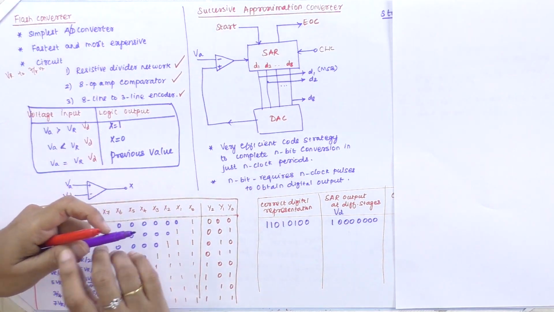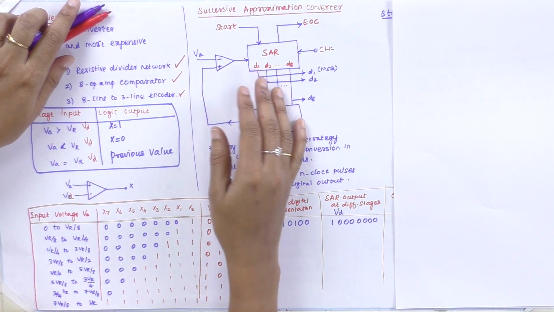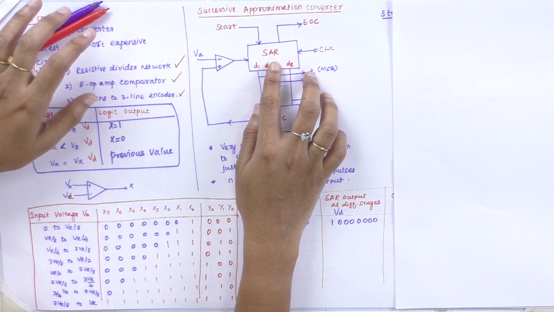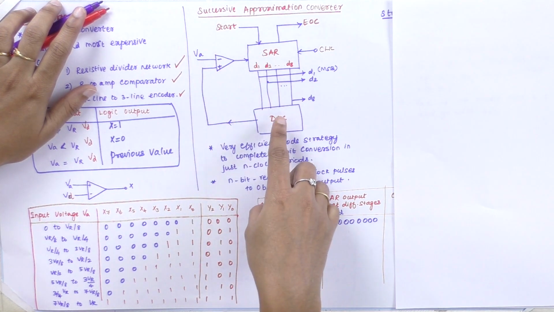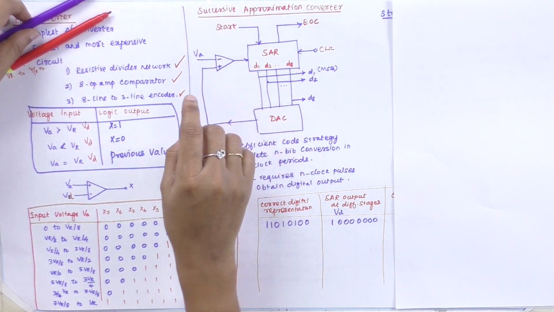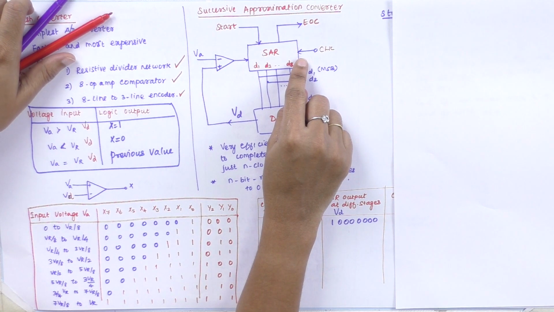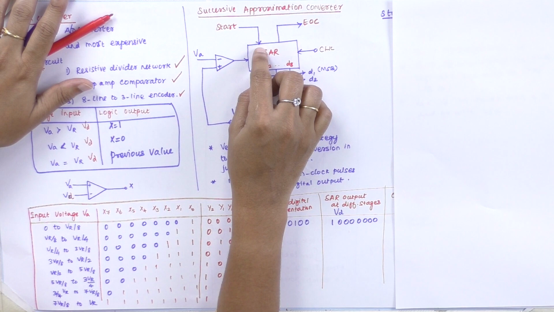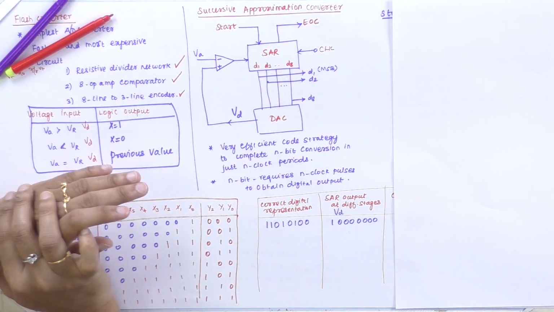So next comes the successive approximation converter. The successive approximation circuit consists of an SAR, the successive approximation register, and we have an operational amplifier, the VA. It is like a comparator, it compares the DAC value, the output of this DAC is given. You can mention it as VD, and every time it expects a clock signal to be given, and it starts with the start command, and when every function gets over, it comes to the end of conversion.